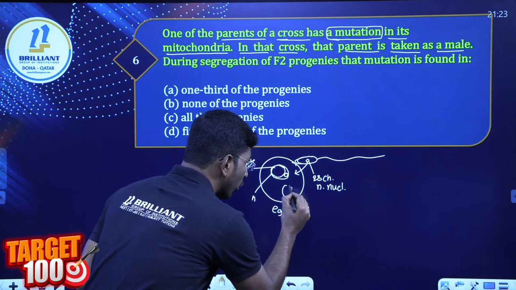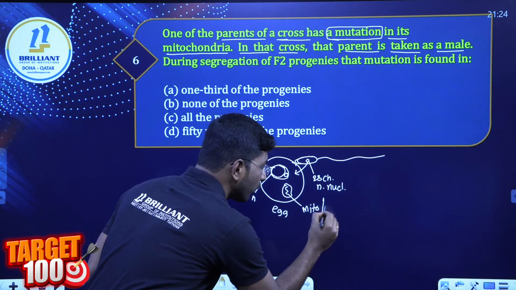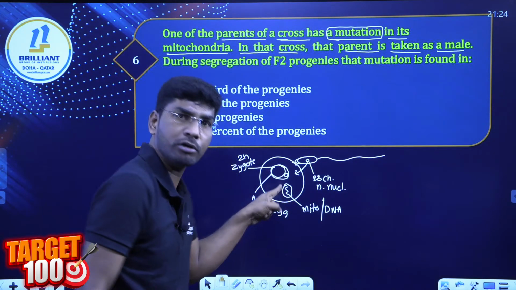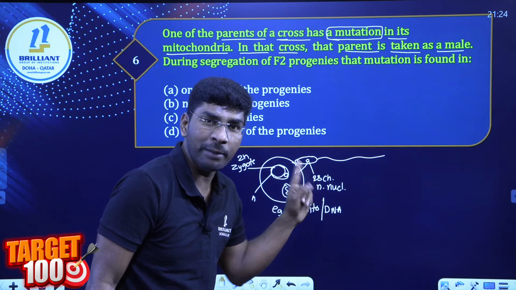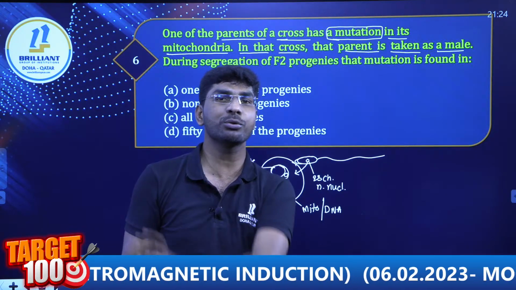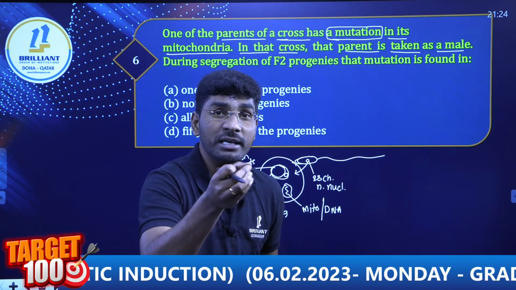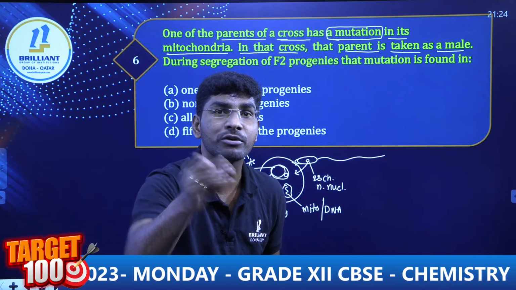Sir, here this is the egg. In the egg also mitochondria are there. This mitochondria has DNA, but this DNA belongs to the mother, right? Because it is coming from the female partner. Am I clear? This is called cytoplasmic inheritance, students. Cytoplasmic inheritance we only get from the maternal side, that means the mother, not from the father.